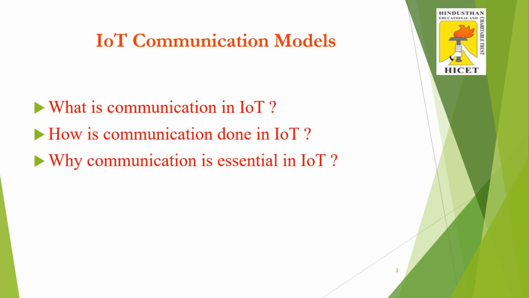Next question, how is communication done in IoT? In IoT, communication is done either wired or wireless. The next one, why is communication essential in IoT? In IoT, communication is very important because it exchanges the data. So without communication, there is no sense in IoT.